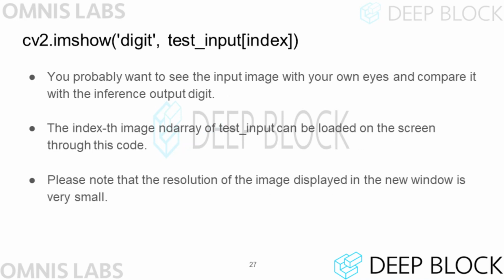We will also utilize the imshow function to compare the model's inference result with the input image. The ndarray that exists in the index position of preds is the value returned when the image that exists in the index of test input is put into the model. Therefore, if we compare the value of the result variable with the image at the index position of test input, we will be able to check whether the model has classified the image properly. However, as I explained earlier, since the MNIST images are very small, the images displayed on the screen will be very small.